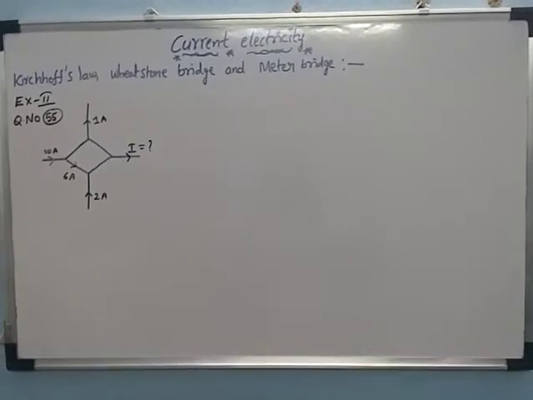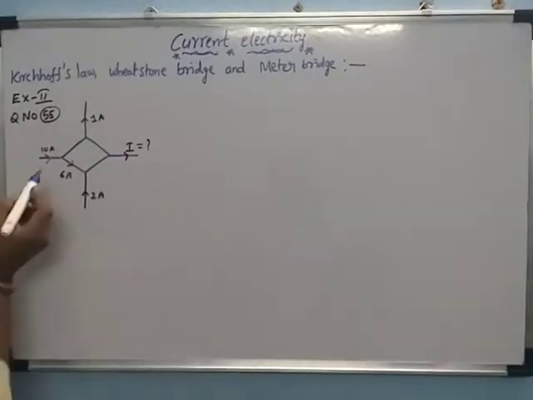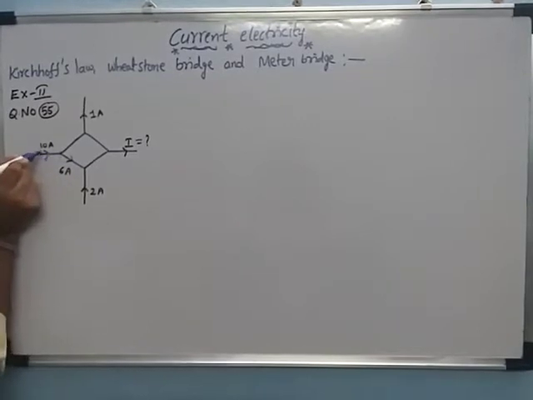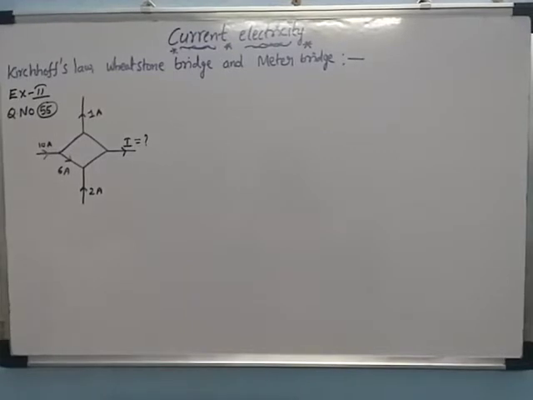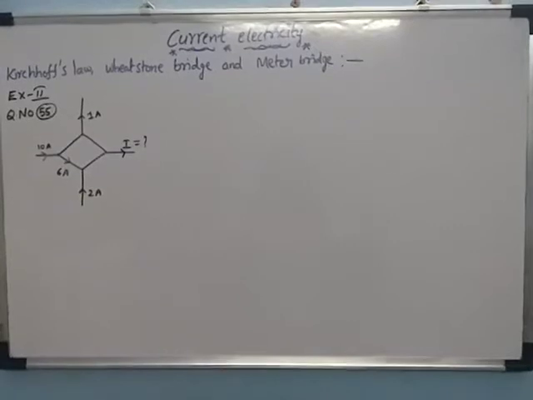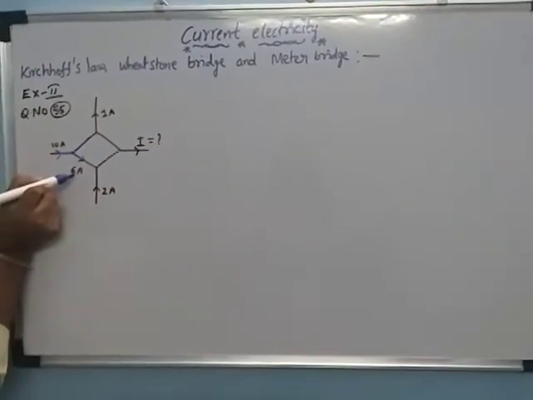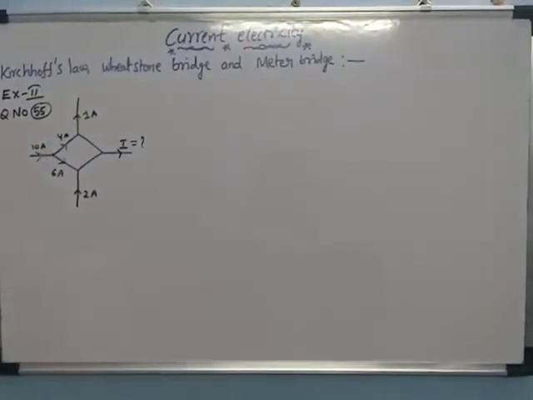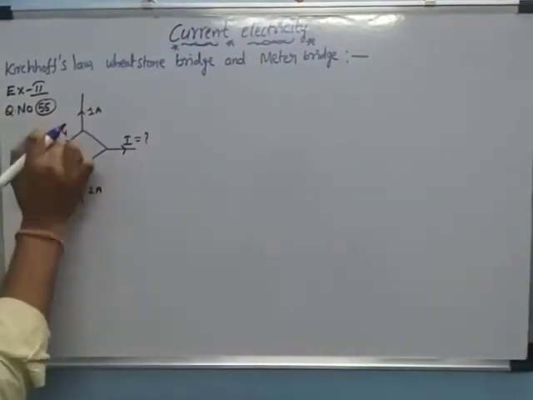Apply the Kirchhoff junction law. First, we consider this as one of the junctions. The current entering here is 10 amperes. We know the principle: the sum of the currents entering the junction is equal to the sum of the currents leaving the junction. Here 10 ampere is entering and 6 is leaving, so the remaining on this side is 4 ampere current.